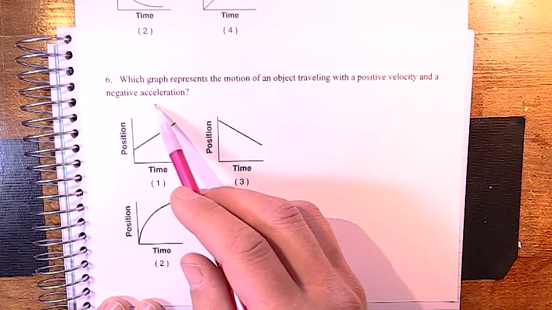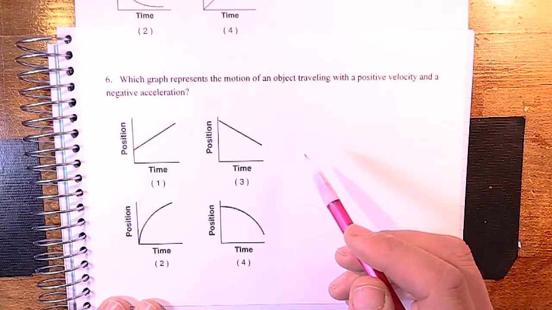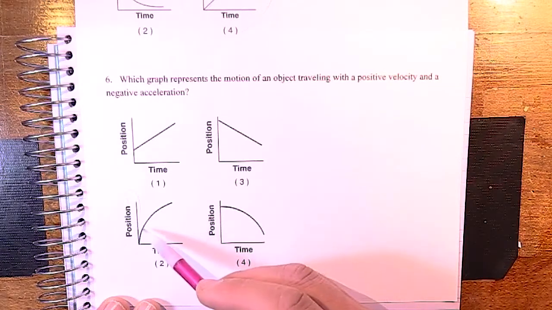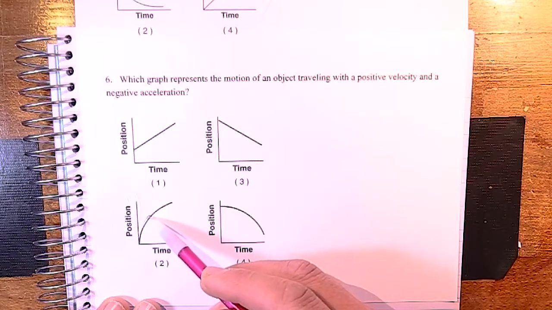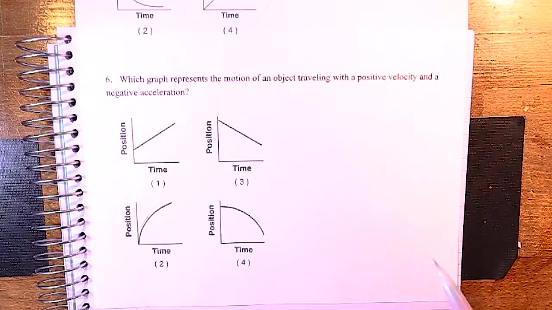But it says, and a negative acceleration. So the acceleration is going to be how the velocity is changing. And we can see here that the velocity is decreasing, so therefore it's a negative acceleration.